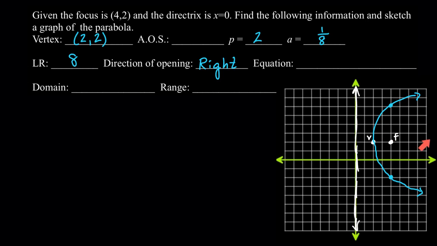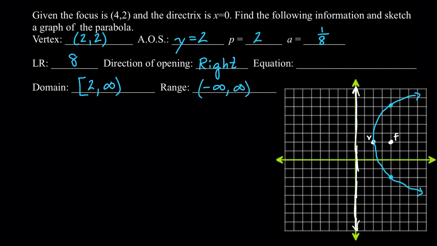And what that tells us then is the axis of symmetry is going to split this thing in half. It goes right through the focus and the vertex always. And so the line going this direction is going to be y equals 2. The domain is from left to right. It's going to be from 2 to infinity, and the range goes from -infinity to infinity.